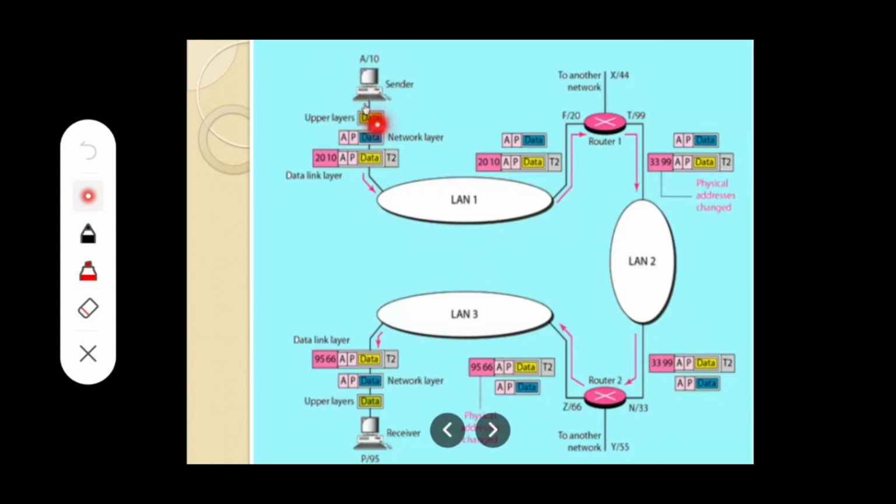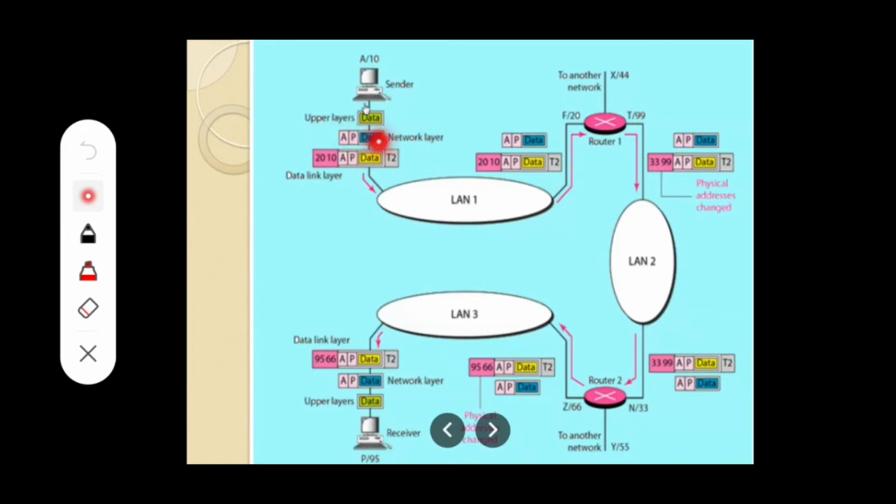This data is being processed and given to the network layer. When this data is given to the network layer, it will encapsulate the data with a header. That header contains two pieces of information: the source IP and the destination IP. Here A is the source IP and P is the destination IP. This is the destination system, and the destination system's IP is P. Actually the IP address format is in the 4 octet format, but for easy representation I have given it as A and P.